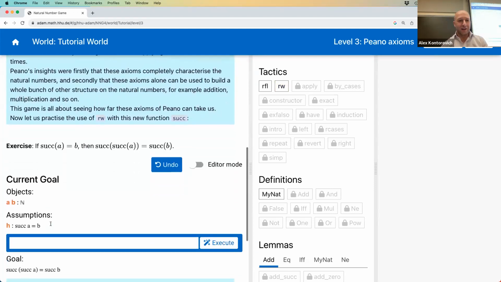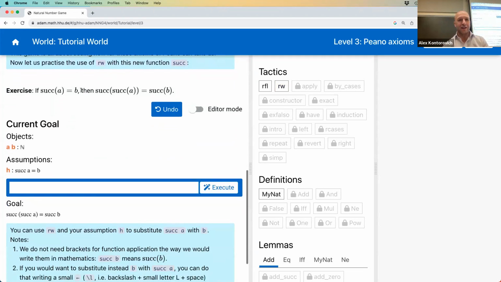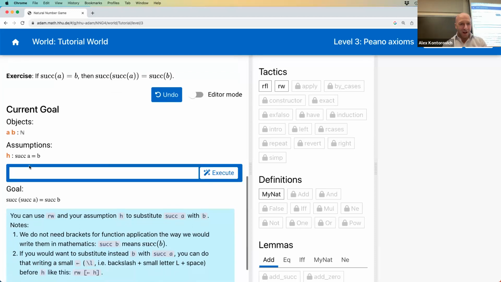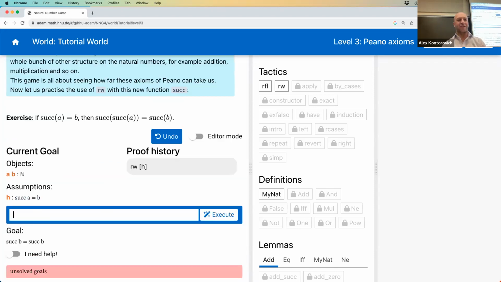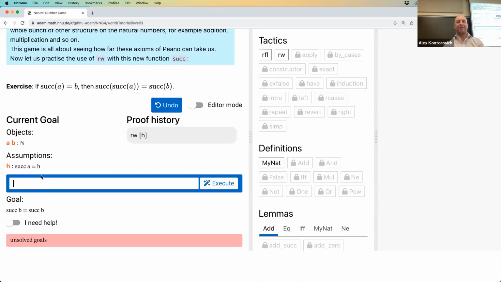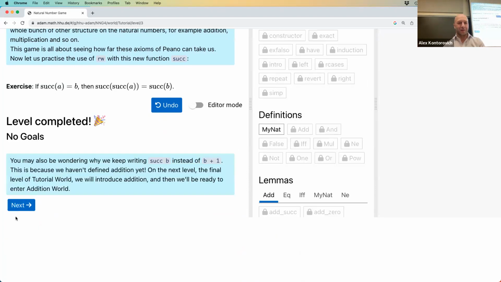Okay. Yada, yada, yada. If the successor of A is B, then the successor of A is B. Oh no, there's nothing to do here. We can rewrite H. That'll replace this successor of A with B. So I thought we were up to something involving induction. We're not there yet. Okay, so now the new goal is successor of B equals successor of B. It replaced successor of A with B. And you've closed this with REFL. Beautiful.